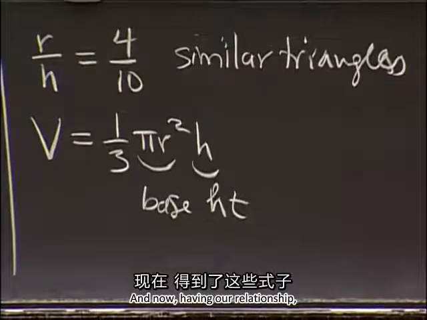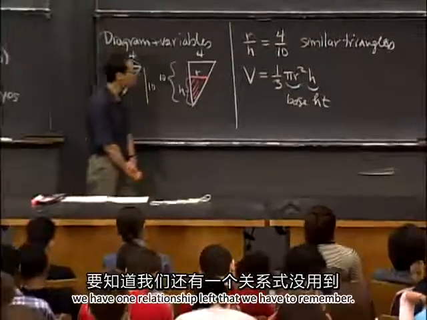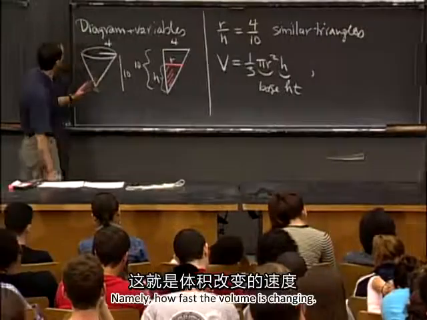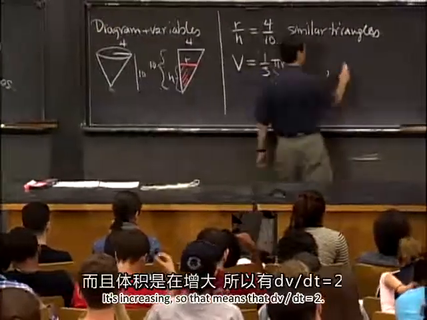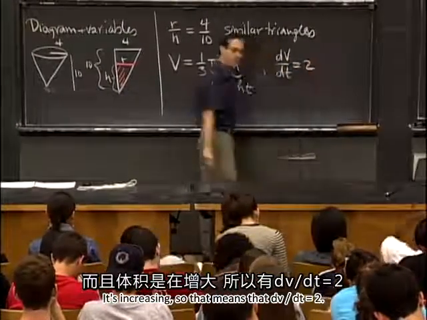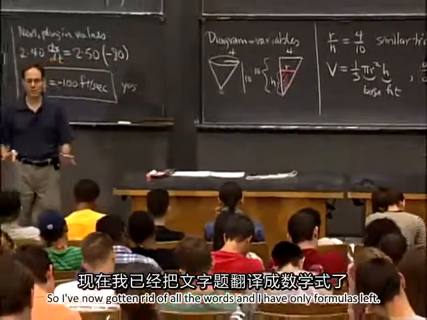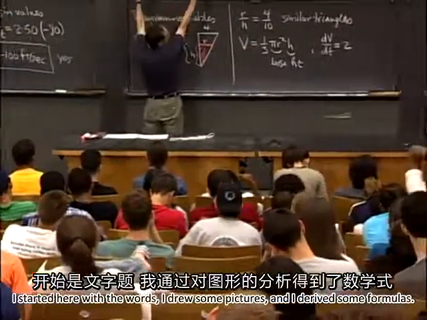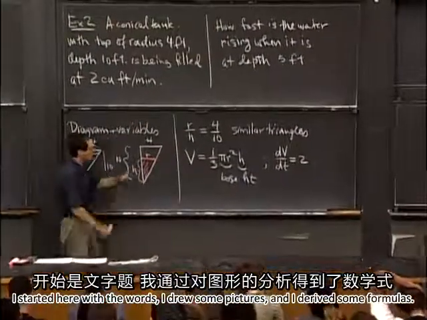And now, having our relationship, we have one relationship left that we have to remember because we have one more piece of information in this problem, namely how fast the volume is changing. It's going at 2 cubic feet per minute. It's increasing. So that means that dV/dt is 2. All right, so I've now gotten rid of all the words, and I have only formulas left. All right? I started here with the words. I drew some pictures, and I derived some formulas.